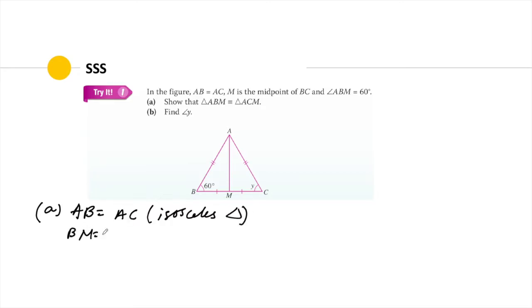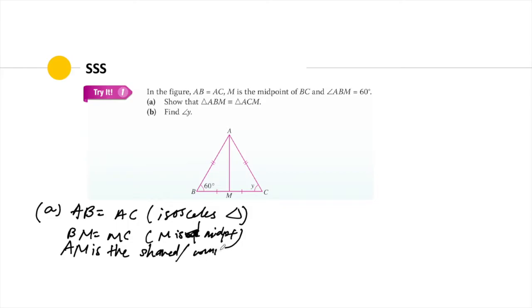And BM is equal to MC, because M is the midpoint. And lastly, AM is the shared, or you can say common, side. So AM is a side in both triangles, so naturally it's the same. Therefore, by SSS, these three sides, we have proven that triangle ABM is congruent to triangle ACM.